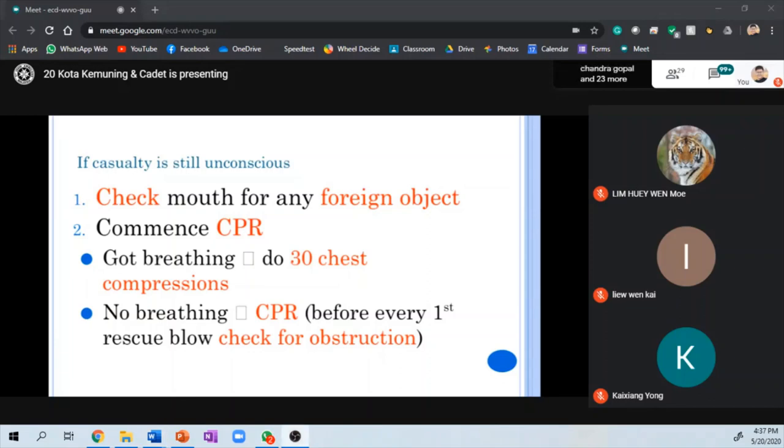I think this one I explained not so clearly. Let me explain again. If the casualty has breathing, that is chest compression. No breathing, that is chest compression and rescue blow. After the rescue blow, then you need to check for the obstruction.